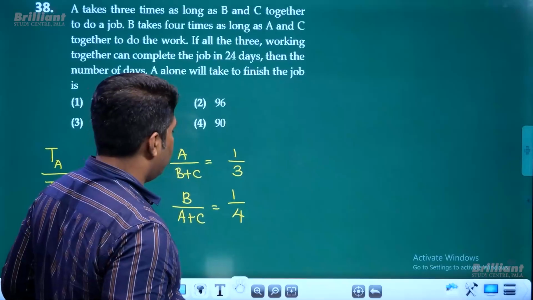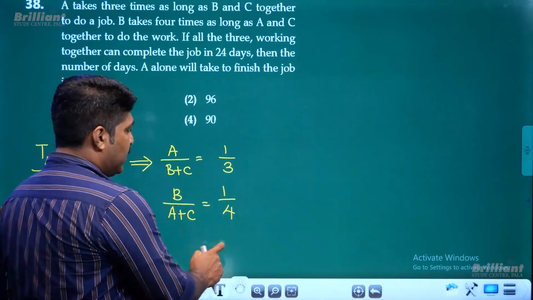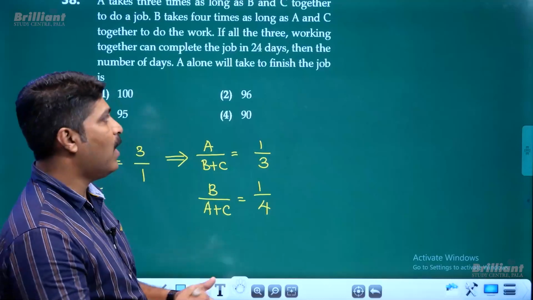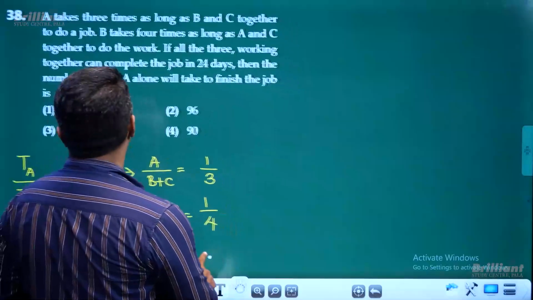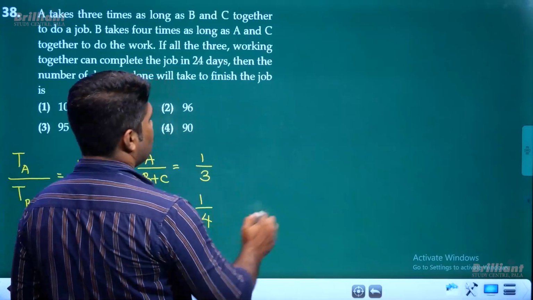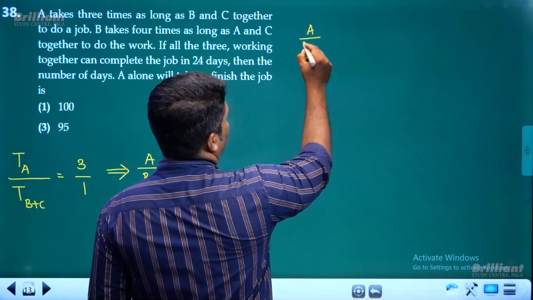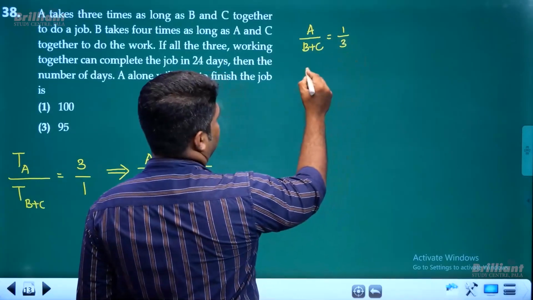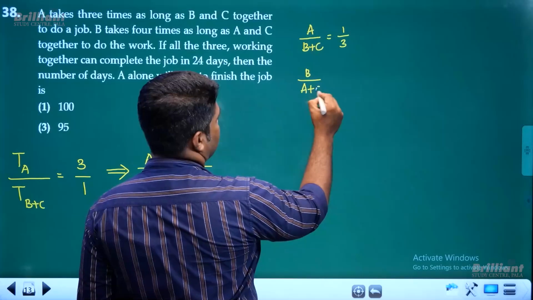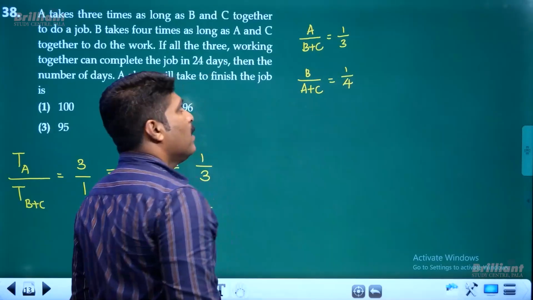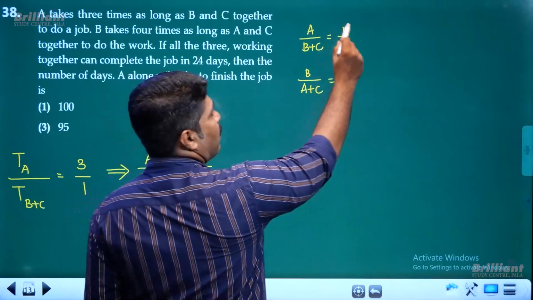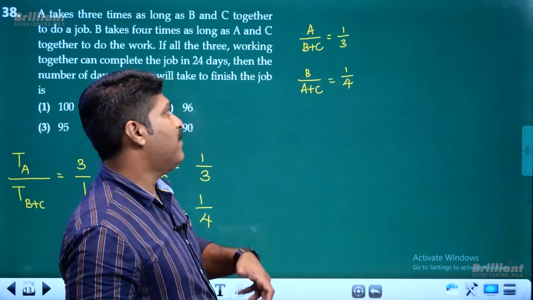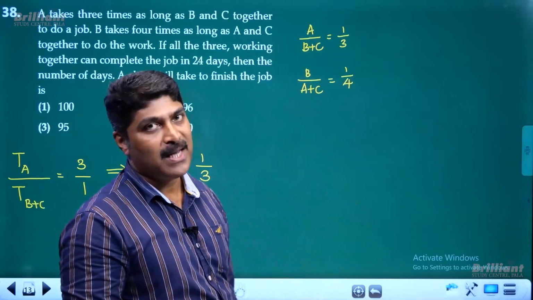So how to do the operations here? By using these relations, A by B plus C and B by A plus C, how we can convert it? So we can rewrite that step here. This is A by B plus C, that is equal to 1 by 3, and B by A plus C, that is 1 by 4. Here, the sum of the numerator and denominator of the first equals 4 and of the second equals 5. Our next step, we have to make the sum of both the values the same.